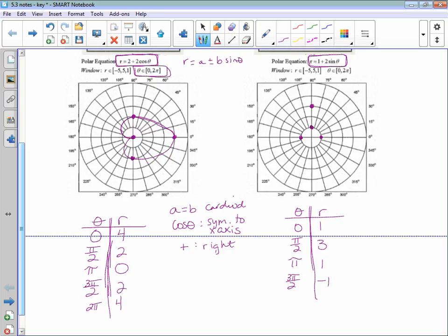Is it a rocket? No, it kind of looks like it. You can plug in 2 pi if you would like. You're going to get back to what you started with, 0, so you're going to be at 1. Okay. This one, we had A was less than B. That is called an inner loop.